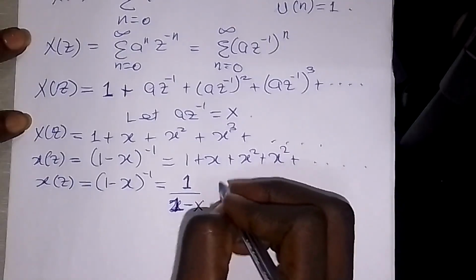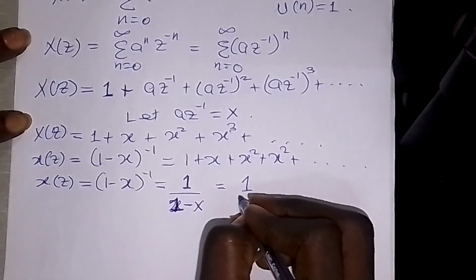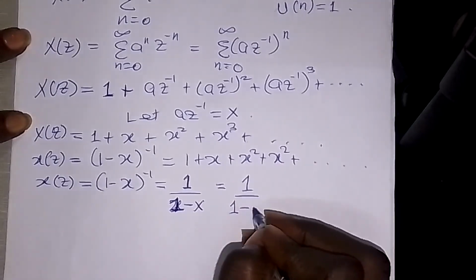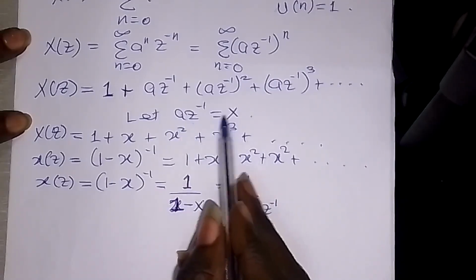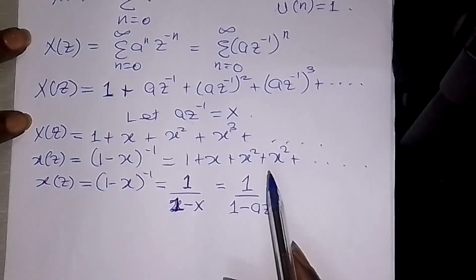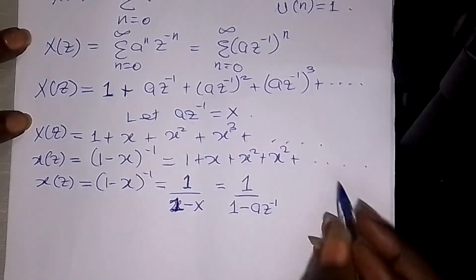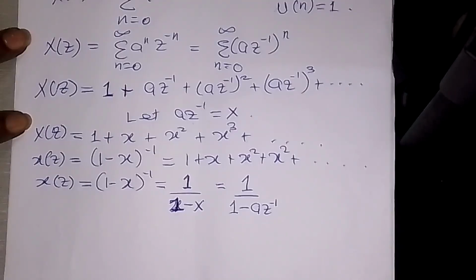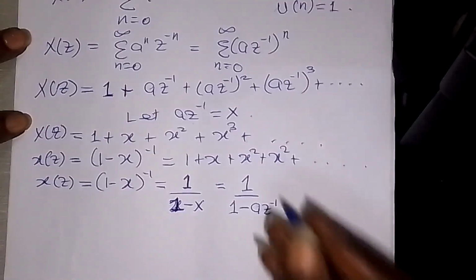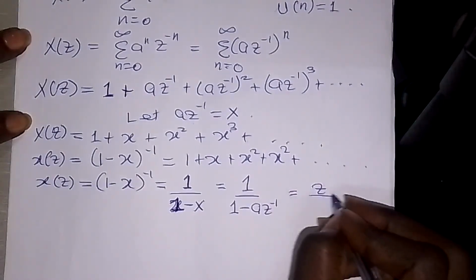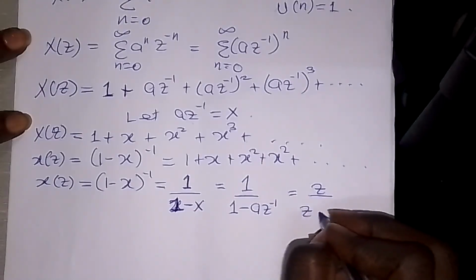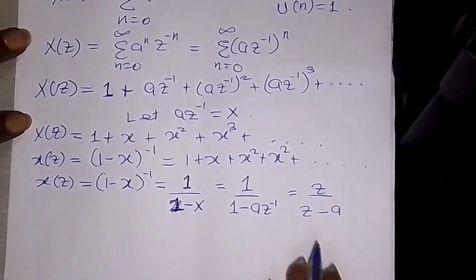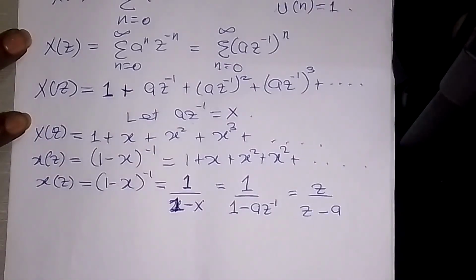So this becomes my Z transform. But I know that this is equal to 1 over 1 minus az exponent minus 1. Why? Because I said let x be equal to this one. Alright, so now basically, if I multiply through this sequence by z, then I'm going to get z over z minus a. So this is going to be my Z transform for this equation.